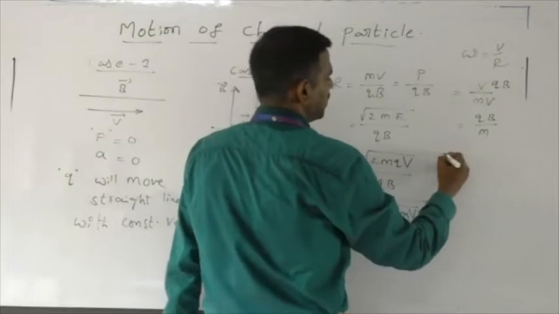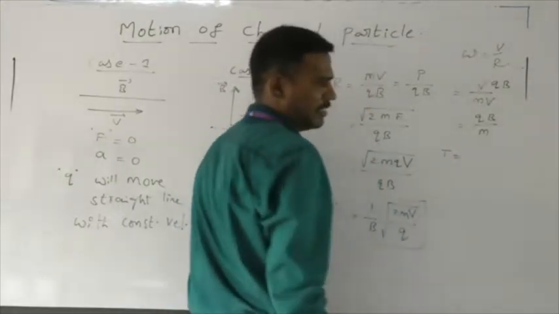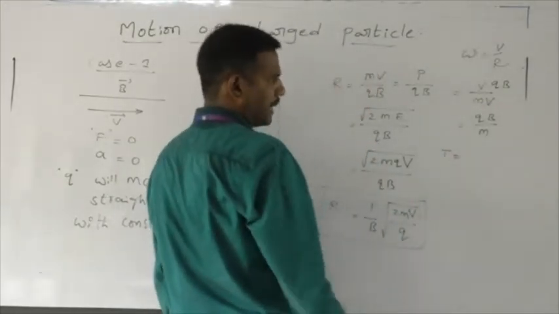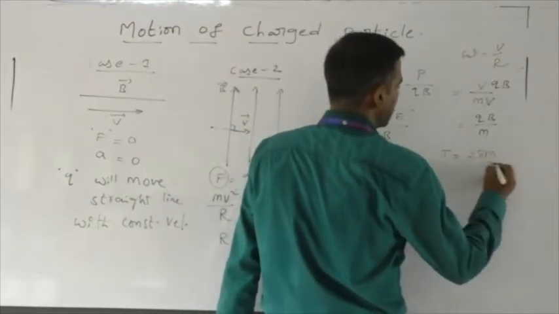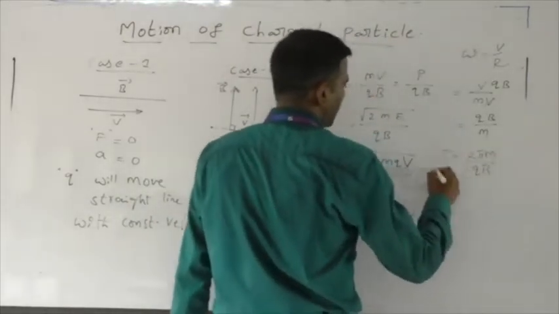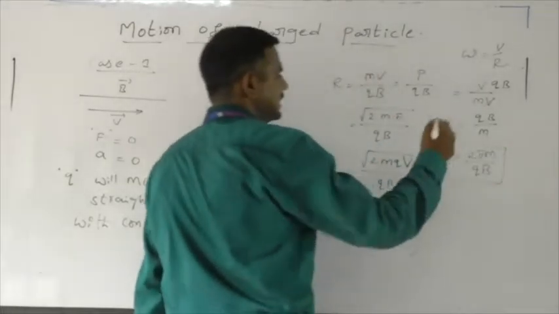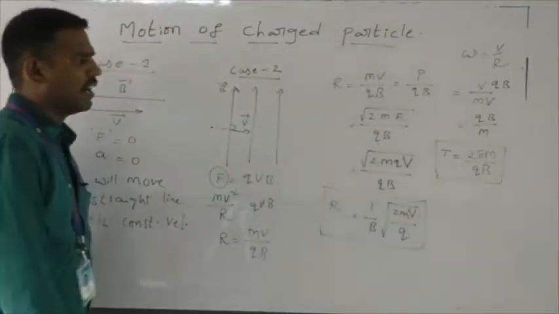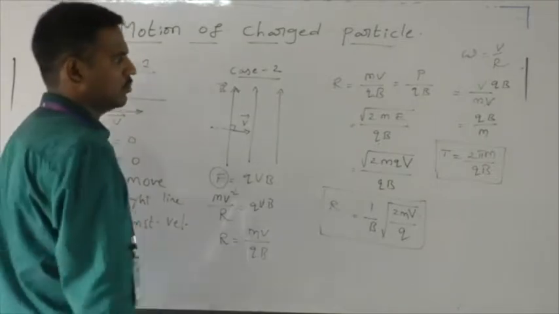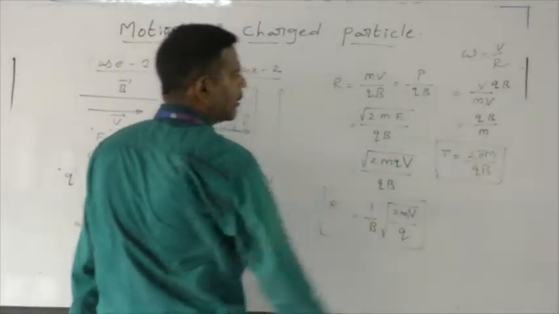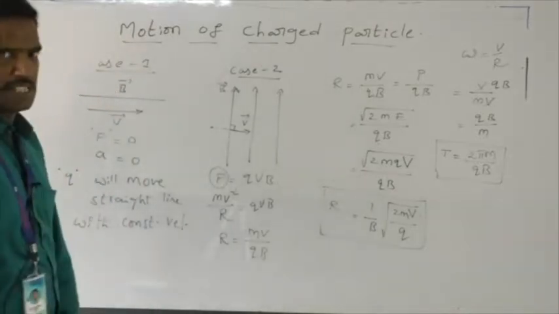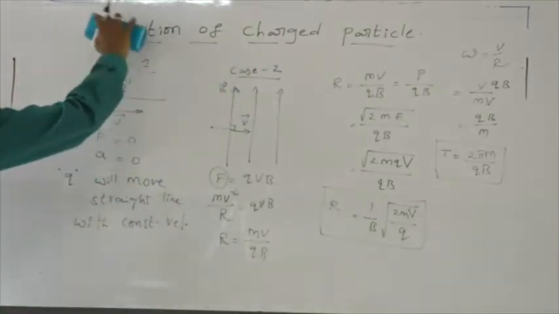Now actually I am interested to find what is the time period of revolution. So omega equals 2 pi by capital T. Therefore T will be equal to 2 pi m divided by qB. From here what we can observe is that the time period is independent of the velocity of the particle. It wholly depends upon its mass, charge and the magnetic field intensity. And let us move on to case 3.